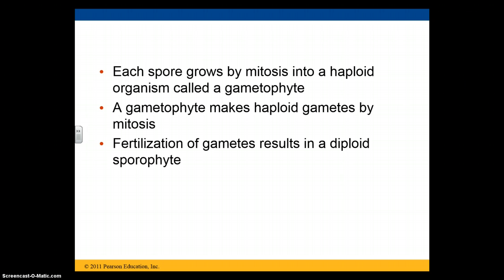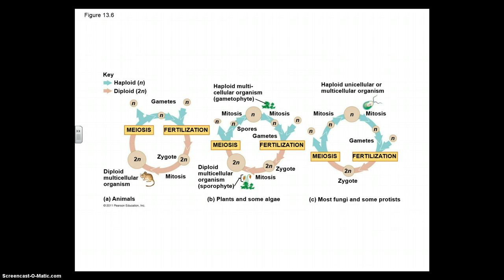And a gametophyte makes haploid gametes by mitosis because it's making genetic copies of itself that are identical, that are all haploid. So the fertilization of gametes is going to result in the diploid sporophyte.